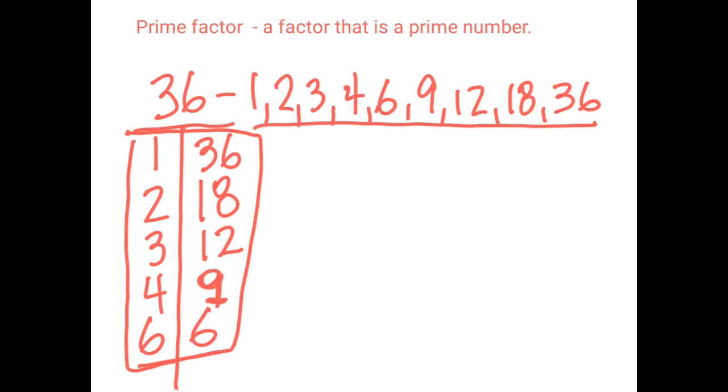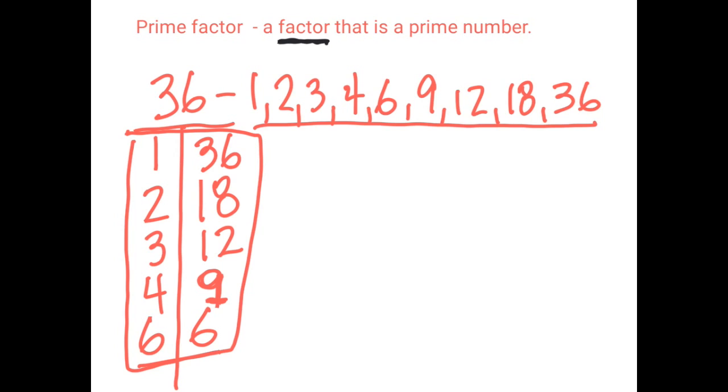So let's finish our last math term. Our last math term is prime factor. A prime factor is a factor that is a prime number. Well, do I know what a factor is? Sure. A factor is a number that you multiply to get a product.